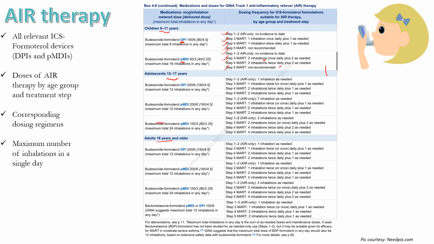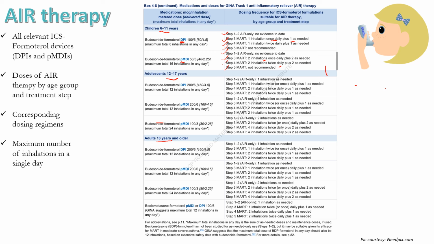The corresponding dosing regimens are, in step 1 to 2, AIR only, as and when required. In step 3, one inhalation once daily plus one as needed. So this is the anti-inflammatory reliever therapy frequency regimen in step 3 in children 6 to 11 years of age, and so on and so forth. You can go in detail and see.